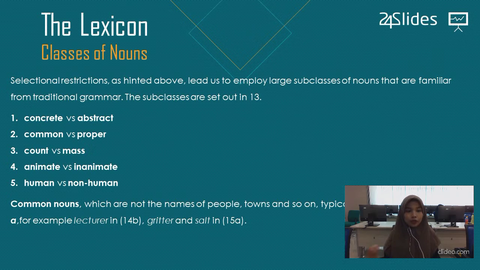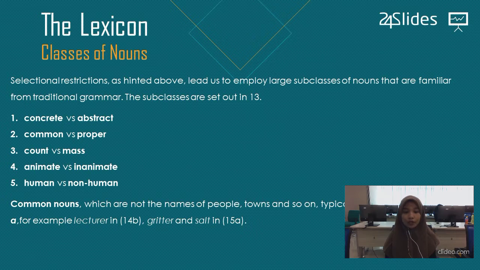So next we are going to classes of nouns. Selectional restriction, as hinted above, leads us to employ large subclasses of nouns that are familiar from traditional grammar. The subclasses are set out in 13. Here there are several noun classes: concrete versus abstract, common versus proper noun, count versus mass or countable and uncountable noun, animate versus inanimate, human versus non-human.